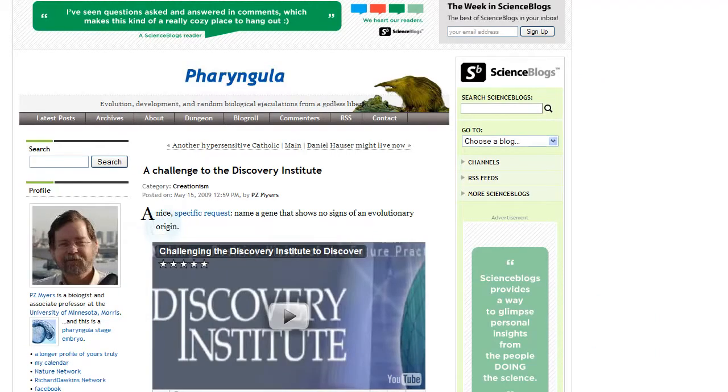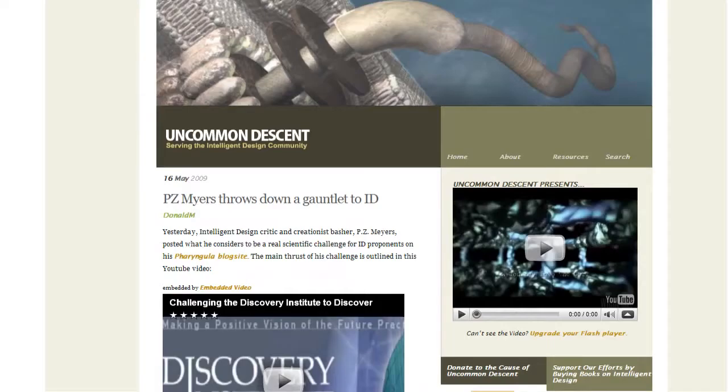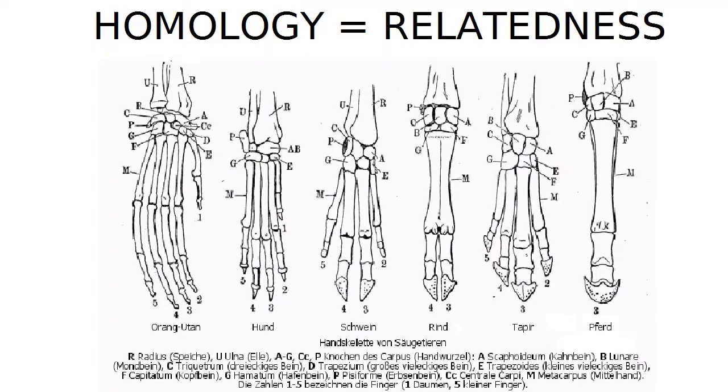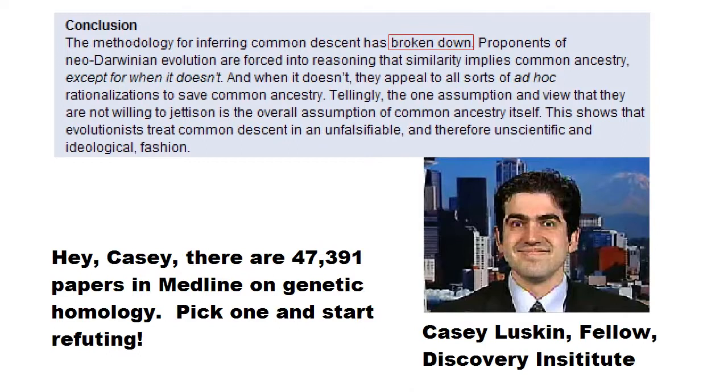So where am I going with this? Well, I issued a challenge to the Discovery Institute to find a gene without homology or alternative function. It was picked up by Thunderf00t and PZ Myers. The response I got back from 2 different ID blogs was that homology does not imply relatedness. And in his response, Casey Luskin of the Discovery Institute referred to an article he wrote in which he dismissed phylogenetics and claims that the methodology for inferring common descent has broken down. Proponents of neo-Darwinian evolution are forced into reasoning that similarity implies common ancestry, except for when it doesn't.